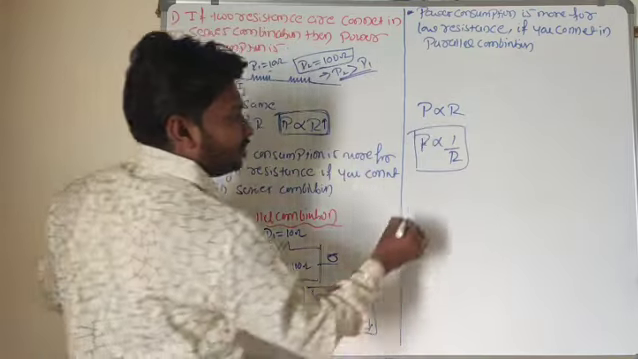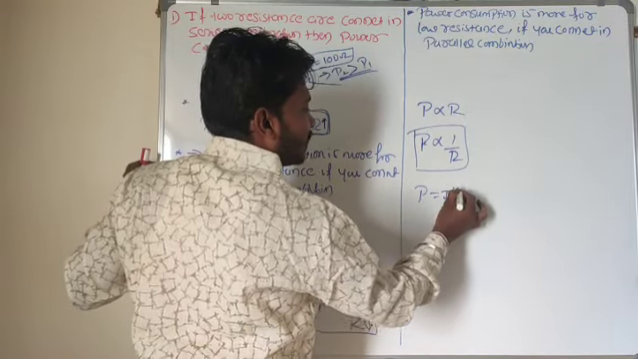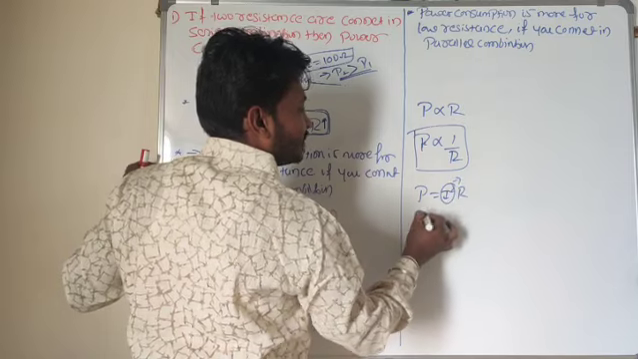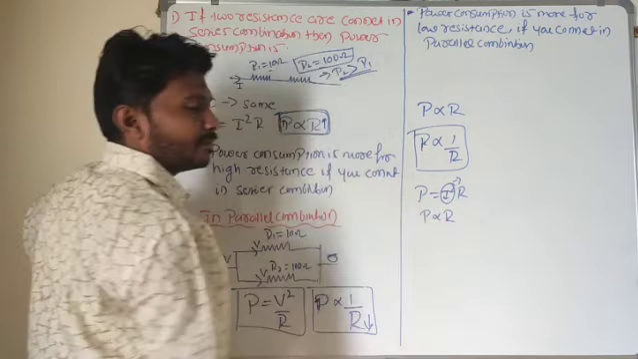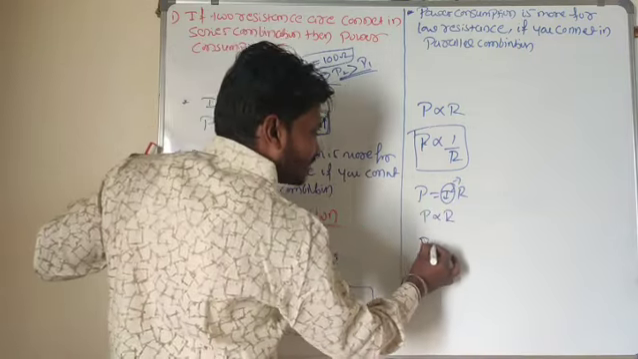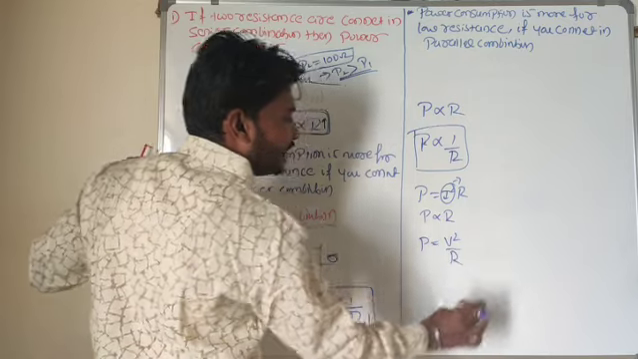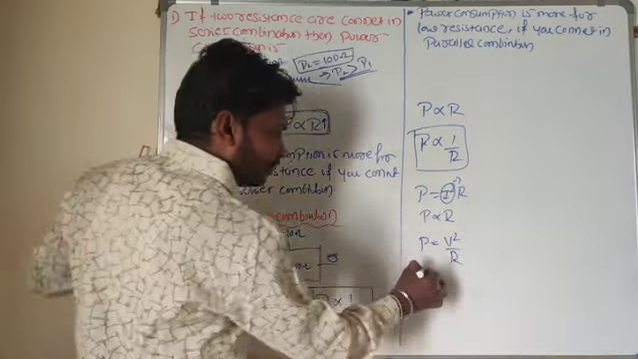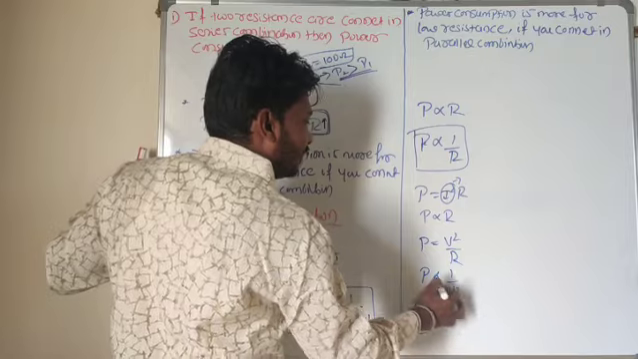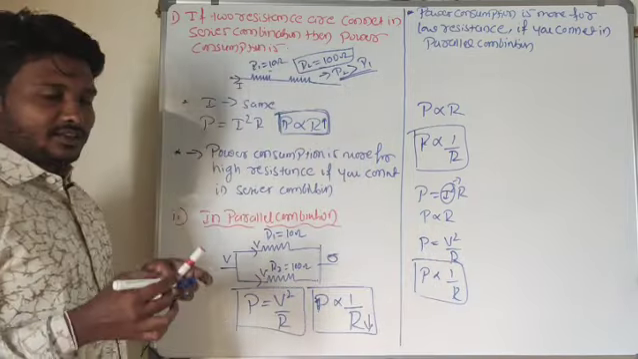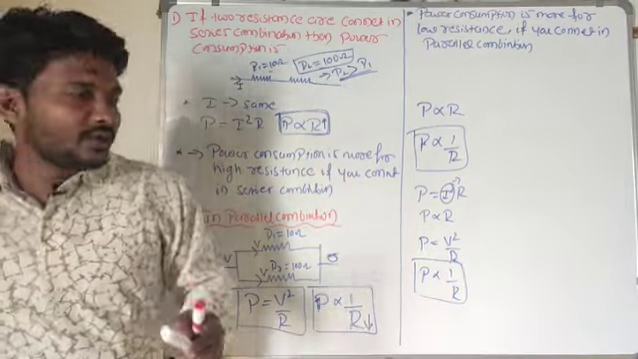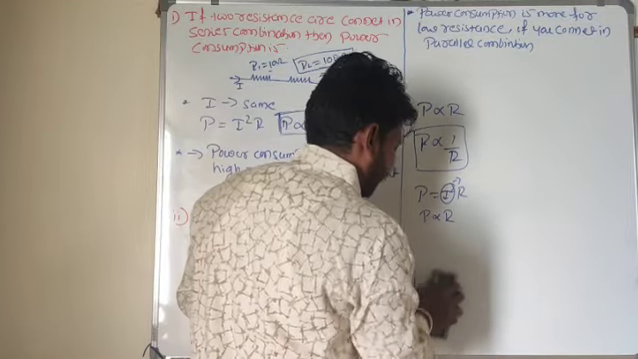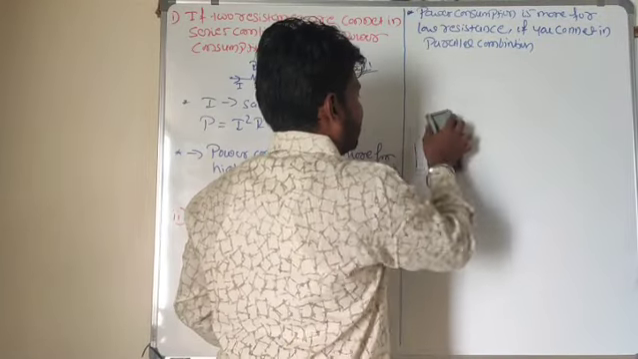So how? Because P is equal to I square into R. Current remains the same in series combination, so power is directly proportional to resistance. Whereas in case of parallel combination, P is equal to V square by R. So power consumption is inversely proportional to resistance here. So we'll look at some equations.